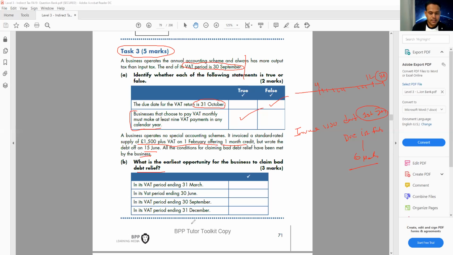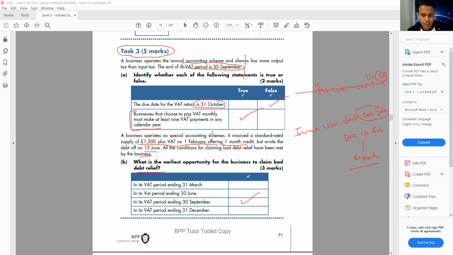So we can say the answer will be here, the VAT period, 30th of September. Well done, Sharon. That is 30th of September. All right, so let's move on.